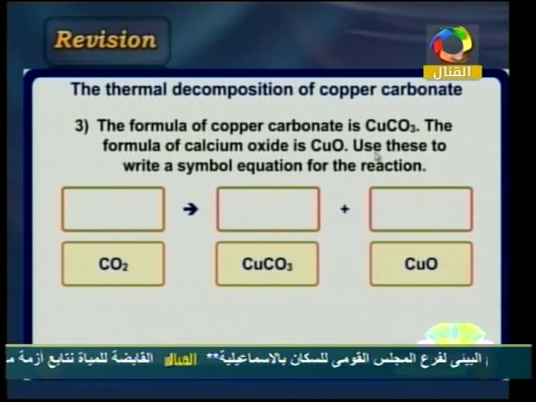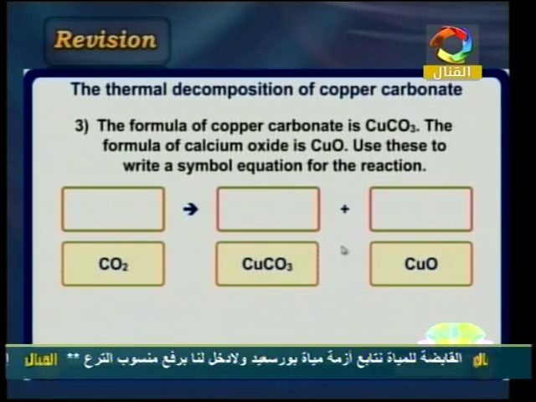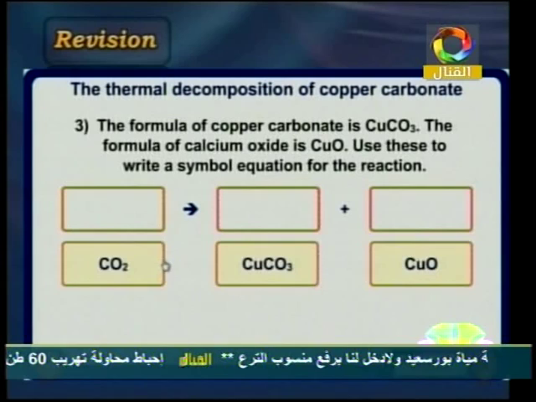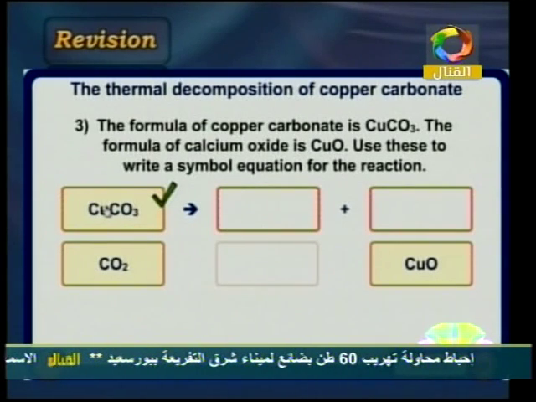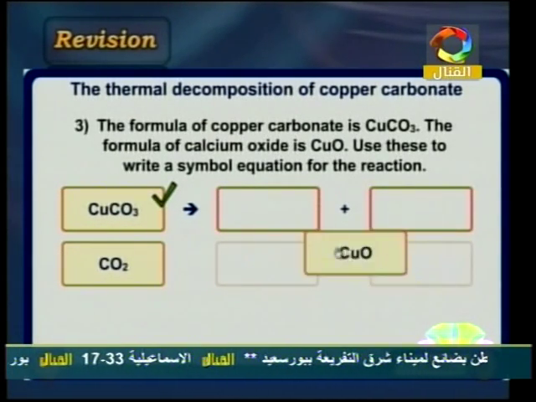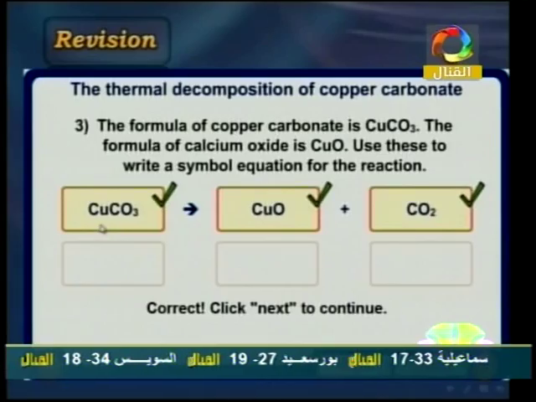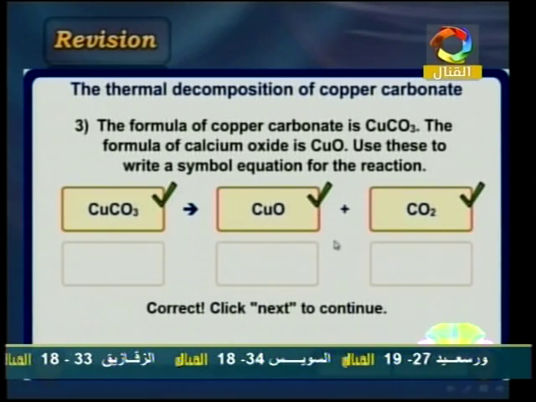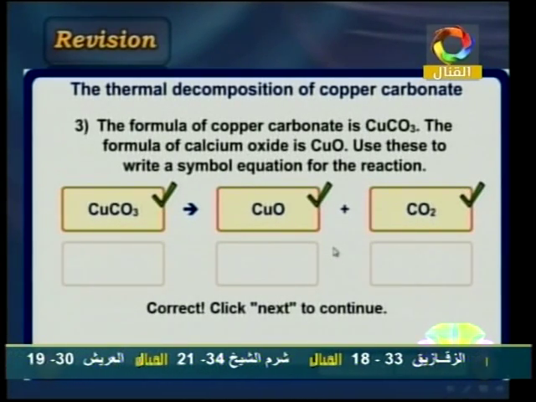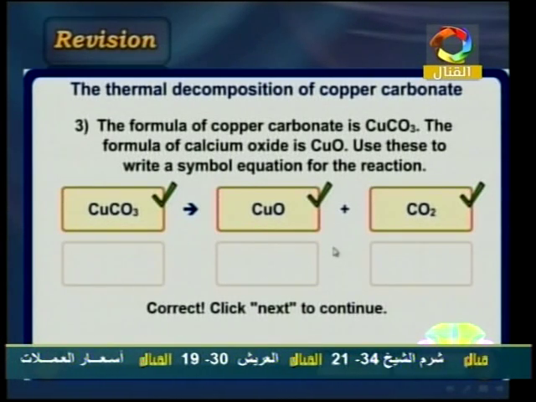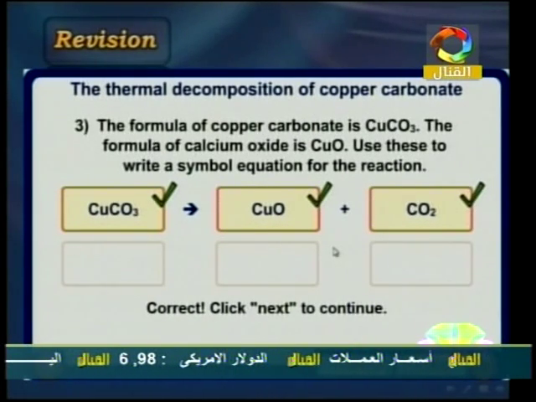We use these symbols to write the equation for the reaction. Here we have the symbol equation, with the symbols of all products and reactants. The first one is copper carbonate, like the word equation. The second is copper oxide, this is right. And we have the carbon dioxide. They represent the symbolic equation of this reaction: copper carbonate, by heat energy, decomposes into copper oxide in black color and carbon dioxide that changes lime water into a milky color.